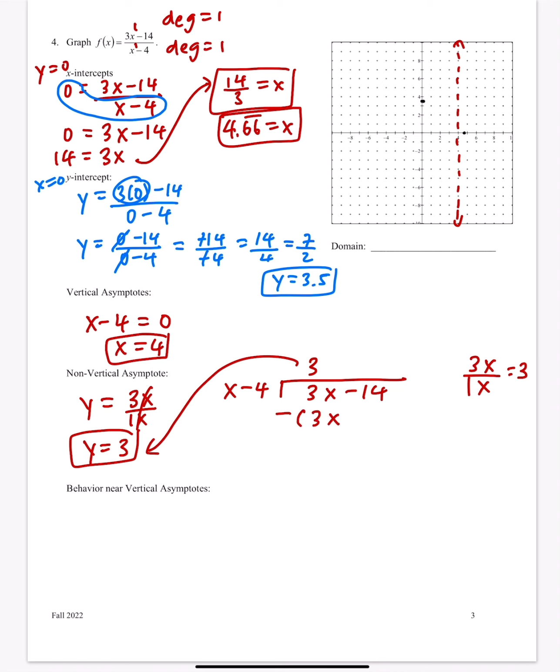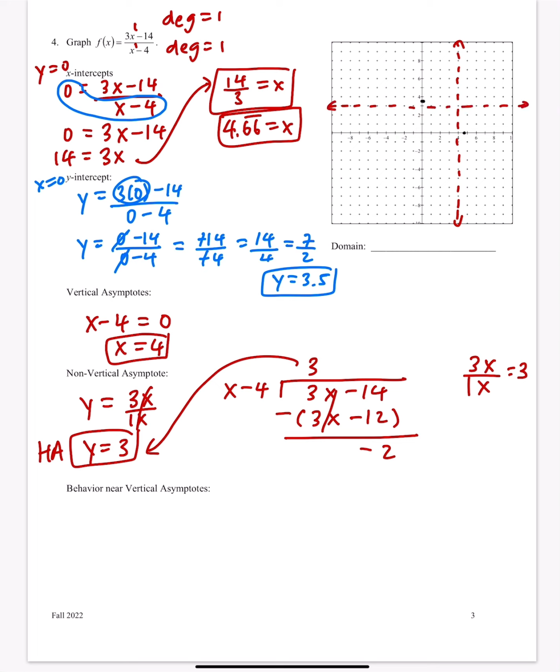So this will be 3 times x, which is 3x, and 3 times negative 4, negative 12. Subtract this. Negative 14 minus negative 12 is like saying negative 14 plus 12, which leaves a remainder of negative 2. As you can see, we didn't really care about the remainder to find the non-vertical asymptote. In this case, it's a horizontal one, so it's going to be at 3. And there we have it.